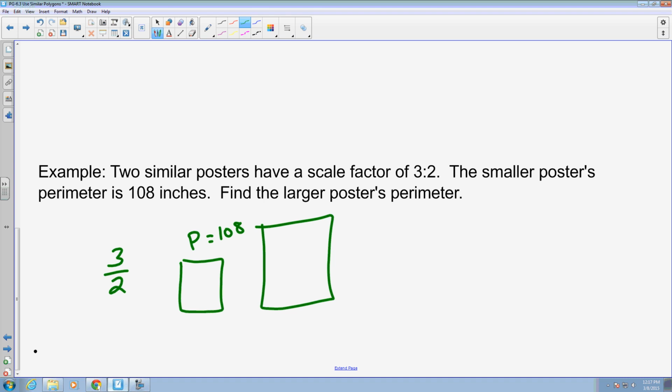So essentially, what you can do is take this 3 to 2 and multiply it by the perimeter of the smaller poster. So if I were to take 3 over 2, which would be like 1.5, and multiply it by 108, I would get a perimeter of the larger poster of 162 inches. And that would be it, because it didn't ask us for anything else.